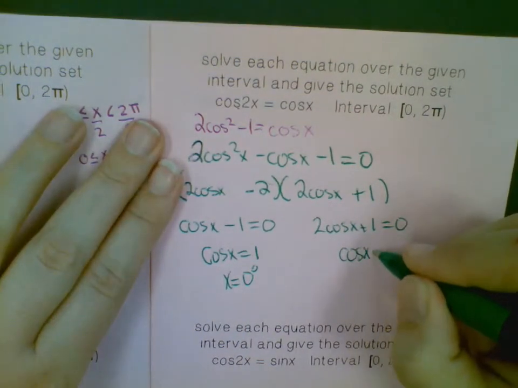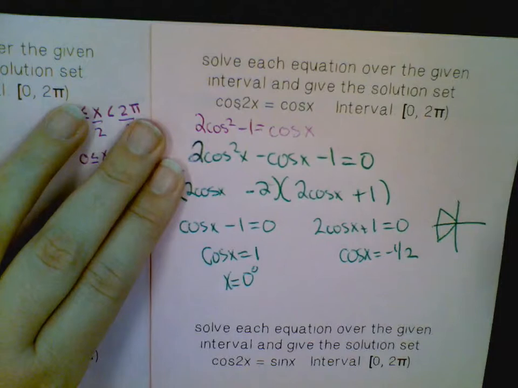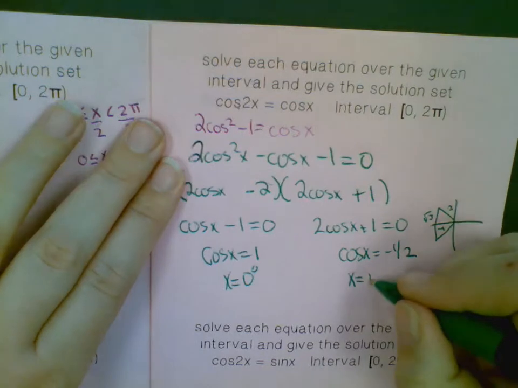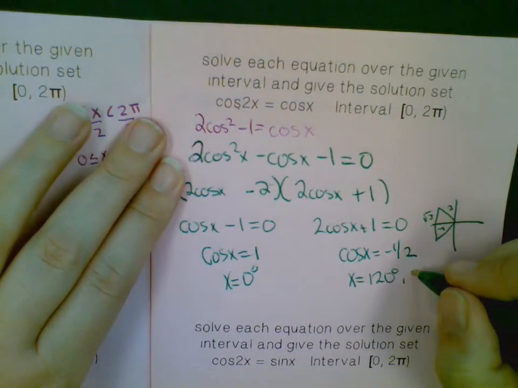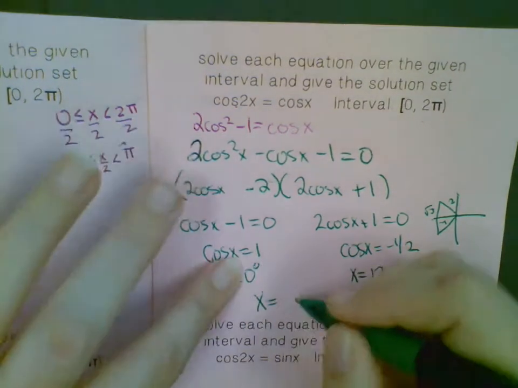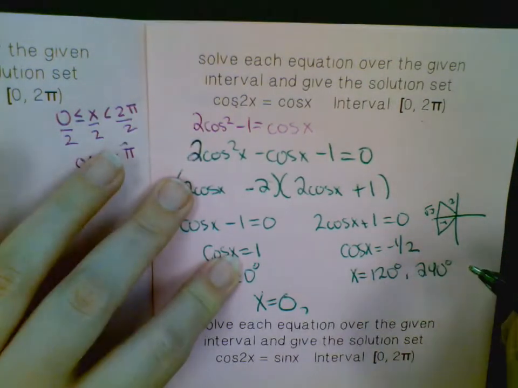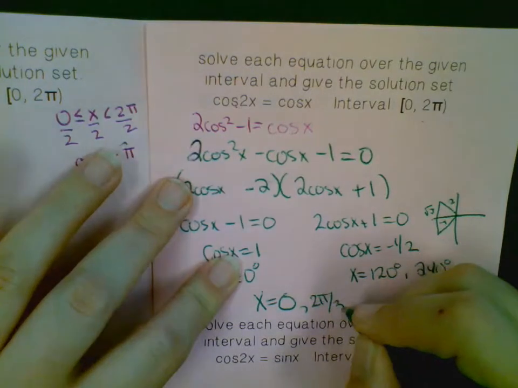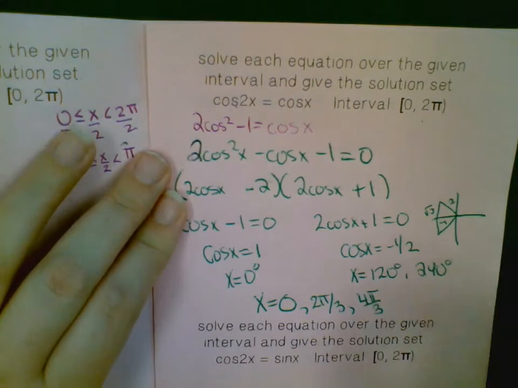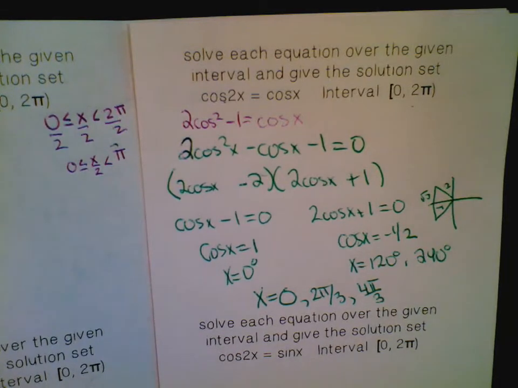Here we get cosine of x equals negative 1/2. So cosine's negative in 2 and 3. That equals 1/2 with a reference angle of 60. So x would be 120 and 240. But again, we were in radians, so we need to change these to radians. So that would just be 0 radians, 2 pi over 3, and 4 pi over 3. And that's it.